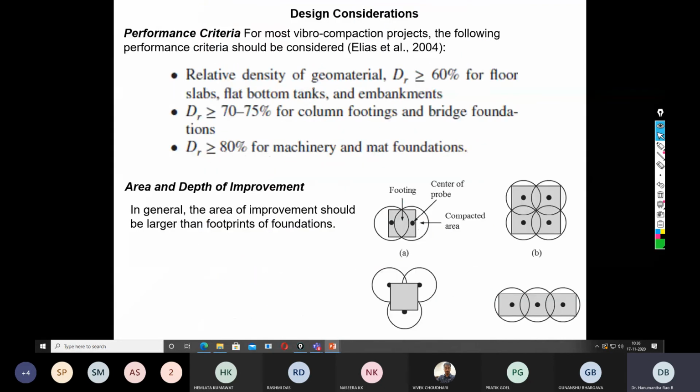Okay. So now let us consider the design aspect, or design considerations. There are different points when you talk about the design. The very first one is the performance criteria. This we already did discuss.